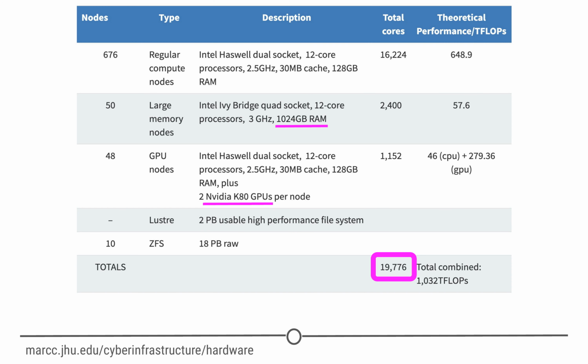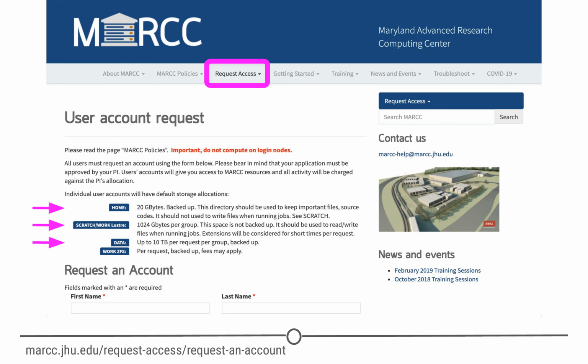The initial deployment allowed almost 20,000 analyses to be performed simultaneously. In addition to general-purpose computing, specialized machines provide large memory and access to specialized graphical processors. To create an account, click on Request Access in the menu bar and select User Account Request. This screen will give you some important information, including how much data storage space you are allocated.